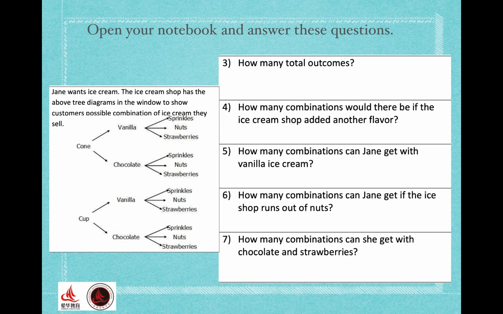Question 5, how many combinations can Jane get with vanilla ice cream? How many combinations can Jane get if the ice cream shop runs out of nuts? So no nuts. And how many combinations can she get with chocolate and strawberries?